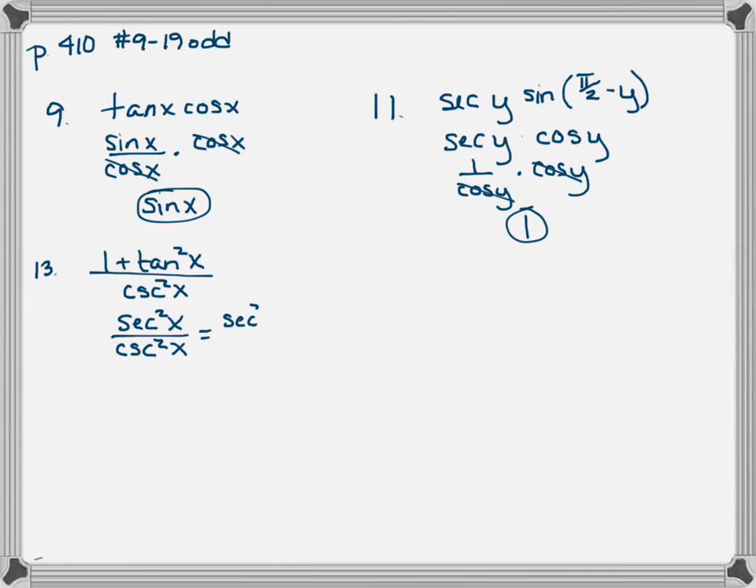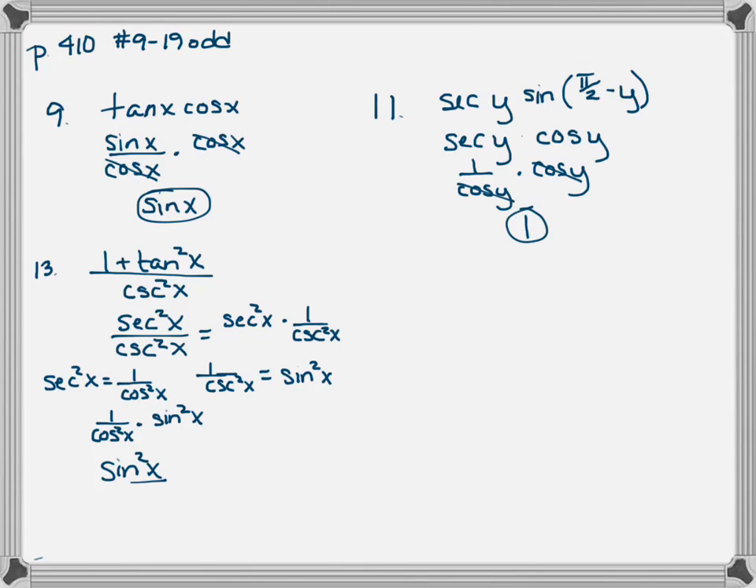And now I'm going to show you that you can pull these two trig values apart from each other for a minute and then rewrite their reciprocals. So secant squared x is equal to 1 over cosine squared x, and 1 over cosecant squared x is equal to sine squared x. So when I make those replacements, I wind up with sine squared x over cosine squared x, which is a quotient identity for tangent squared x. So sometimes you have to jump through several hoops on these, but this is how it's done.